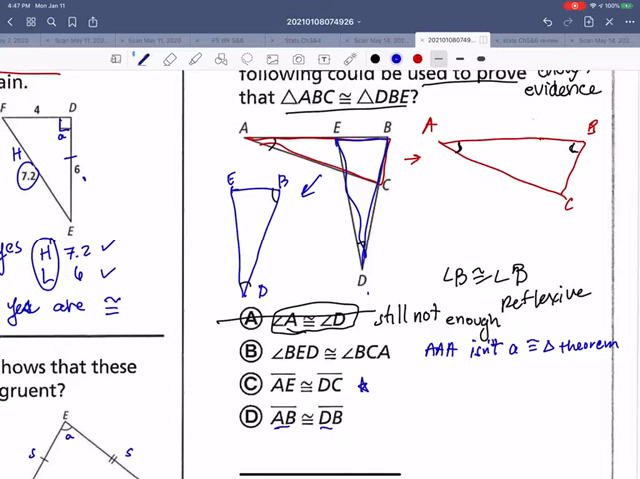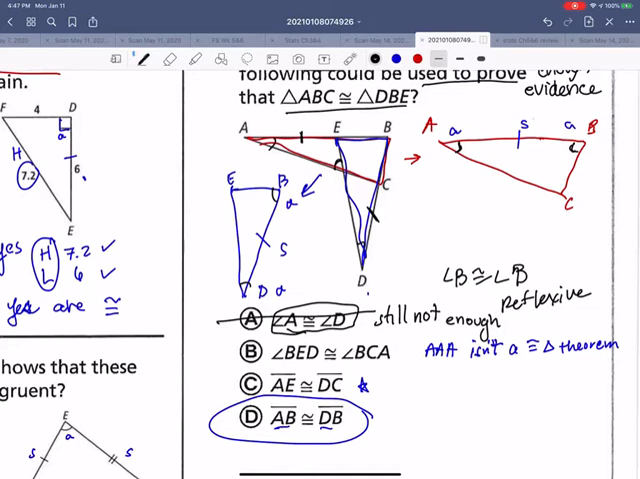AB is equal to DB. So AB, bam, is equal to DB, bam. Yeah, that spells angle, side, angle, angle, side, angle. So I'm going to pick D. Now, what did I mean by this one might be enough? So using this information, if this is equal to this, would that be enough?